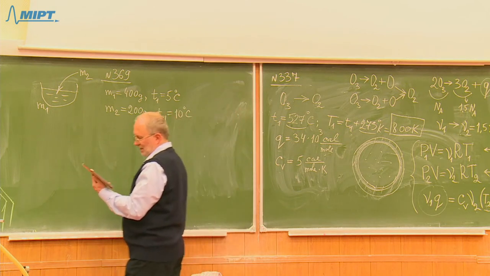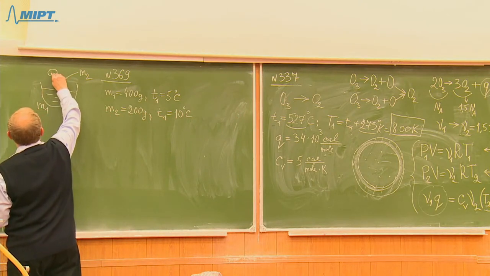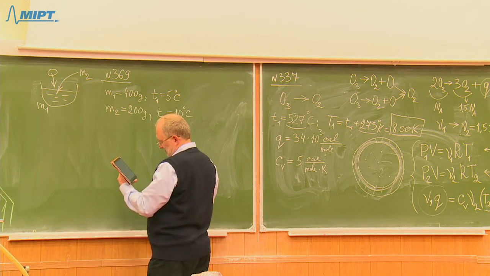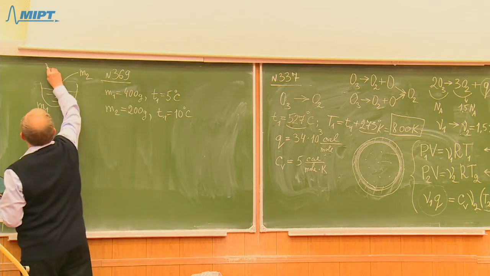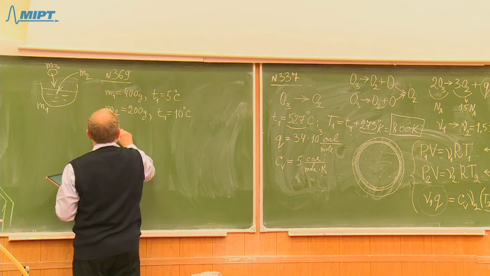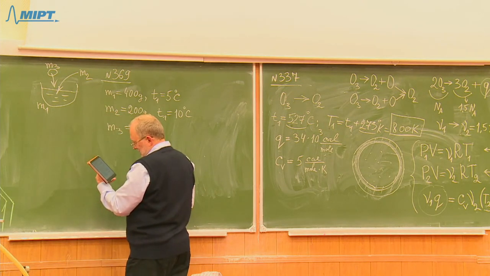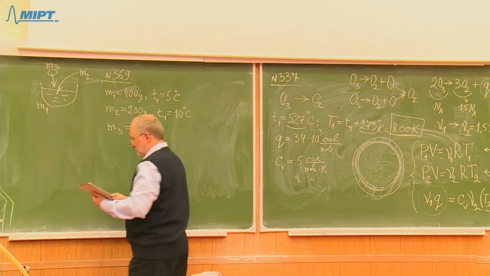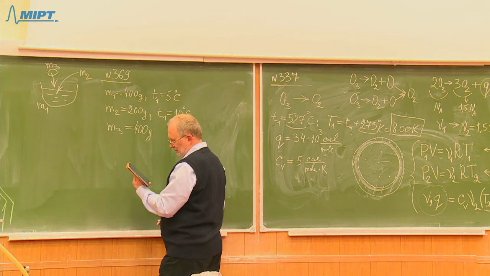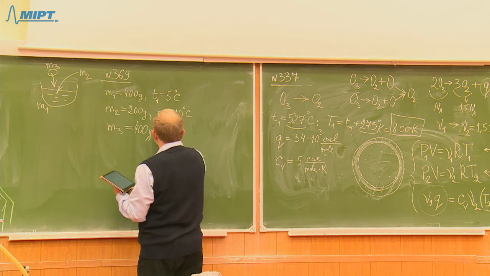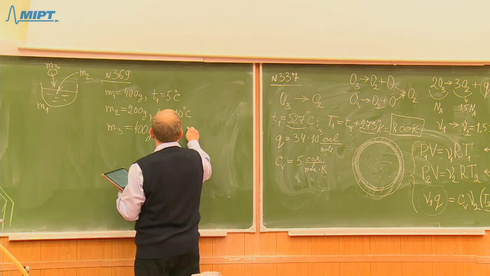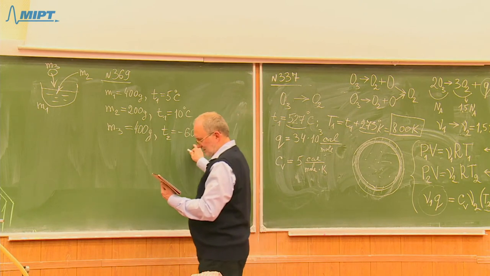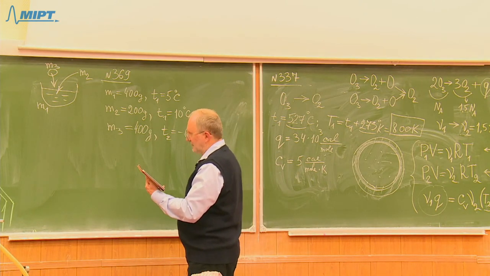And also, a piece of ice is thrown here. The mass of ice M3 is given, 400 grams. Such a piece of ice, almost half a kilogram, is added to this container. The initial temperature of the ice was minus 60 degrees Celsius. What is the temperature in the calorimeter?